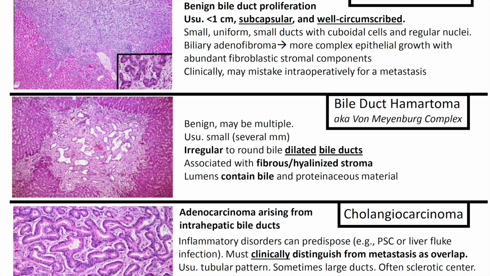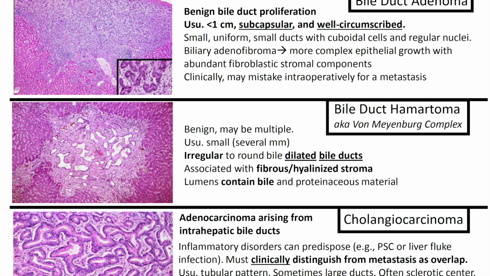So similar to the hepatocellular, we'll start with a benign entity. So in a biliary lesion, a benign process is a bile duct adenoma, which is a benign bile duct proliferation, usually less than 1 centimeter, subcapsular, and well circumscribed. So you'll usually see small, uniform ducts with cuboidal cells and regular nuclei.